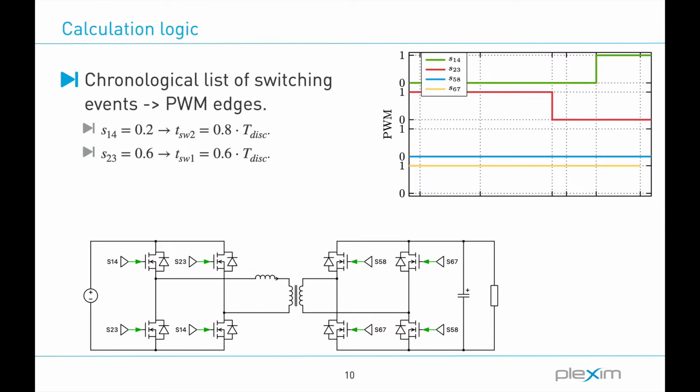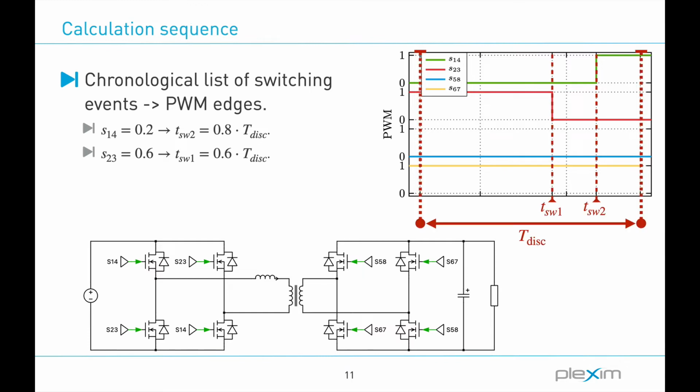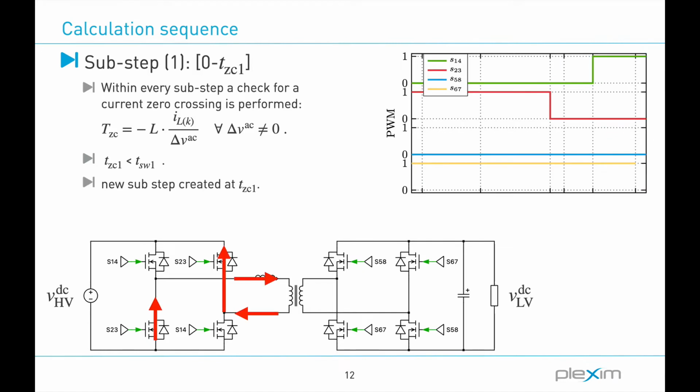So let's consider the following case for the dual active bridge that's shown here on the bottom. There are two switching events happening at T1 and T2, but these are of course not the only switching transitions that will occur. If the leakage inductor current is close to zero, there will also be natural commutation of the diodes. So these are not shown here, and this is what's actually coming now in this sub-step event calculation.